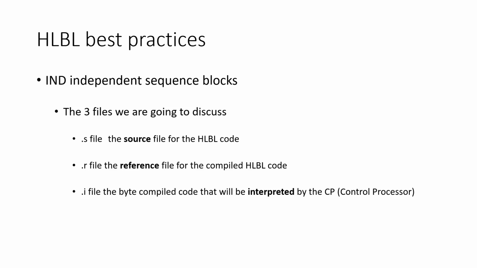The three files we're going to discuss today are the .s file, that's the source file for your sequence code, the R file, or the reference file from the compiled code, and the .i file. It's a byte compiled code that gets interpreted by the control processor.